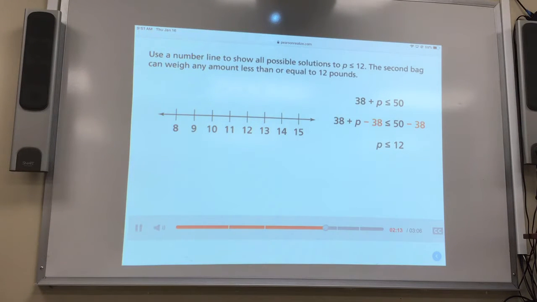12 is the greatest possible value of P. The second bag can weigh at most 12 pounds. It can also weigh any other amount less than 12 pounds.